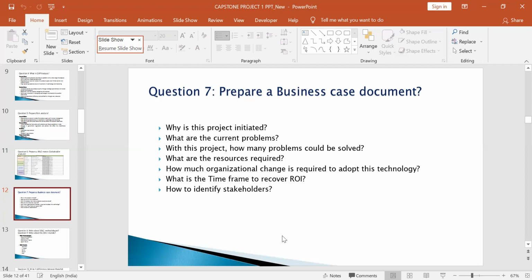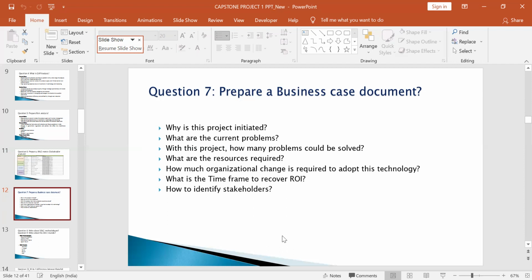Like we have 18 months, or a recovery RYI also for that time frame. It's 18 months. How to identify the stakeholders? So by using the RACI matrix we can identify the stakeholders.